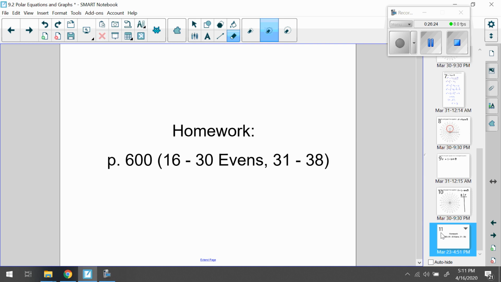Now the 16 through 30 evens, those are just like the examples we've just done. Those ask you to convert to a rectangular equation and then to graph. And again, I would really like it if you could try to use that polar grid. If you could print that off at home, that would be ideal. If not, see if you could copy and paste a graph into some sort of utility, either on your Chromebook or your phone, that you can plot some points and play around with.